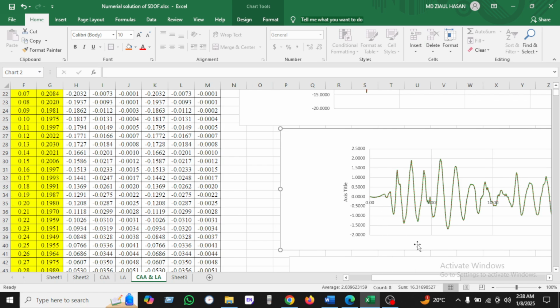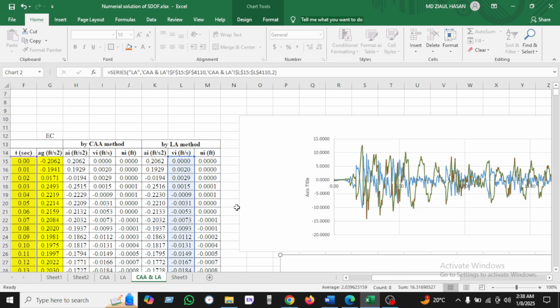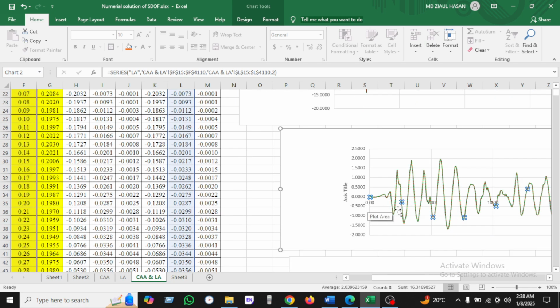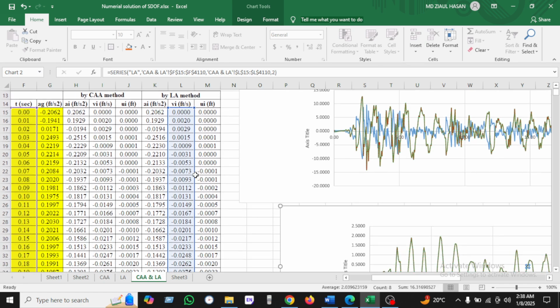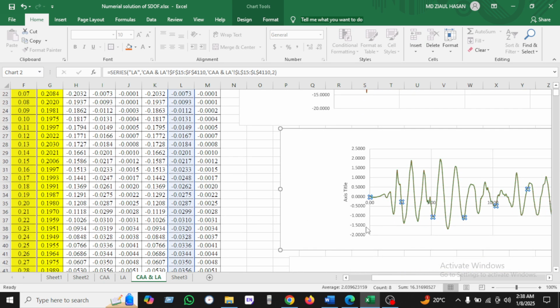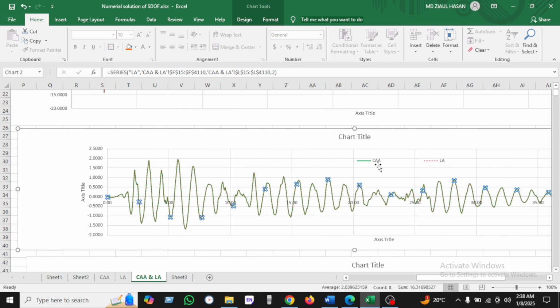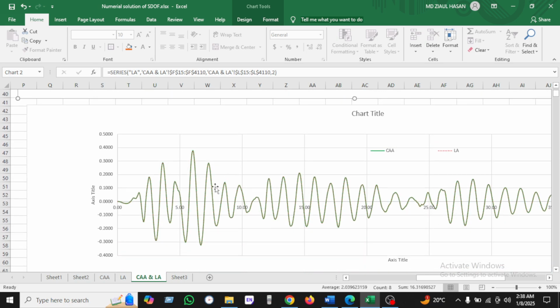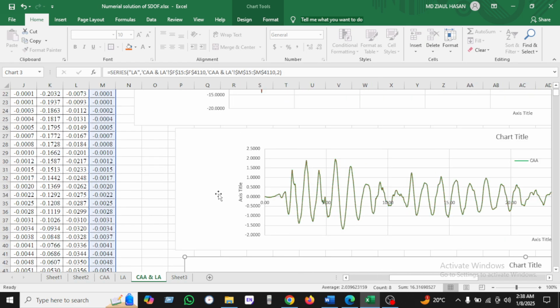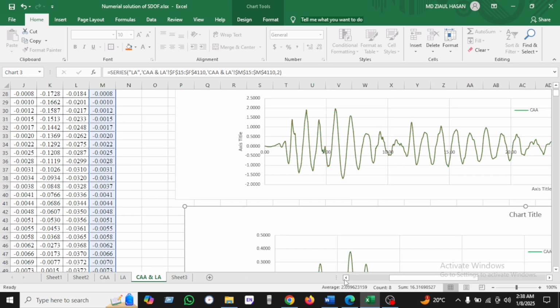So this is the velocity versus time graph, which is dotted. The red color is linear acceleration, and the blue color is the constant average acceleration method. And this is the displacement curve I have been shown here.